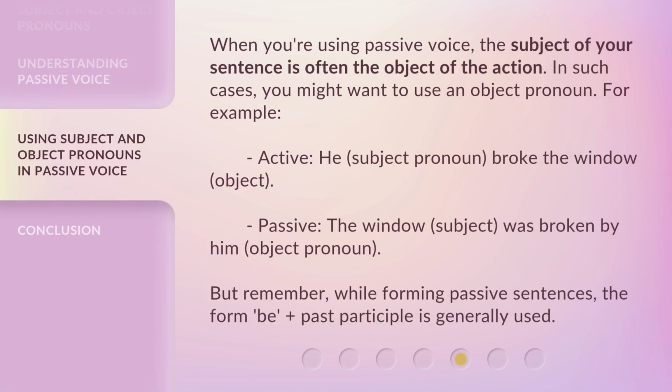When you're using passive voice, the subject of your sentence is often the object of the action. In such cases, you might want to use an object pronoun. For example, active: He, subject pronoun, broke the window, object. Passive: The window, subject, was broken by him, object pronoun. But remember, while forming passive sentences, the form be plus past participle is generally used.